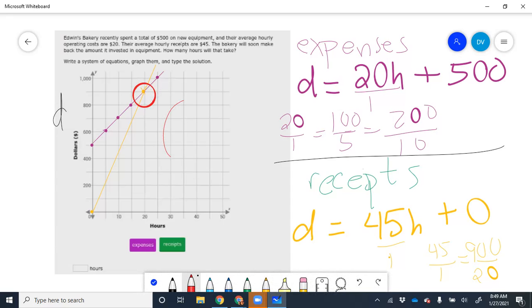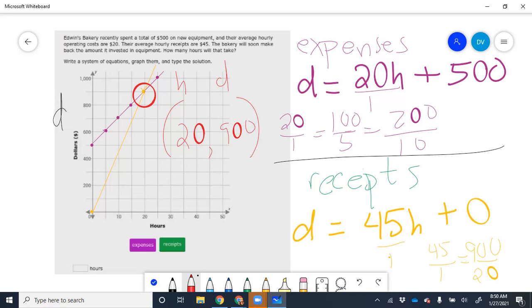So what I want you to tell me, remember, instead of X and Y, we're having H for hours and D for distance. So the H is how far we go over. How many hours is that? 5, 10, 15, 20, 25? What do you think? How many hours would that be? 20, yes. And how many dollars would that be? Yes, 900. Now we can answer the question.